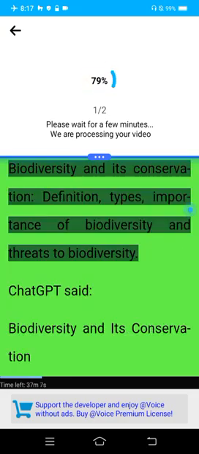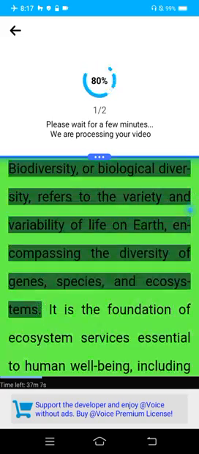Biodiversity and its conservation. Definition, types, importance of biodiversity and threats to biodiversity. Biodiversity and its conservation.